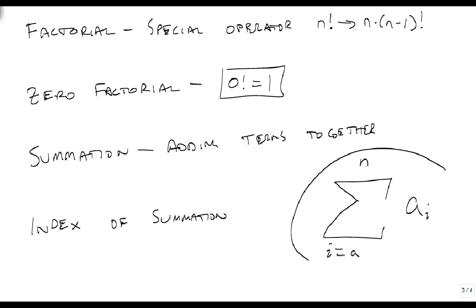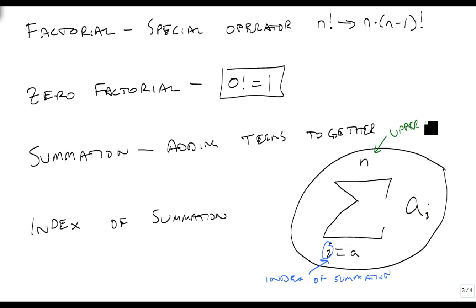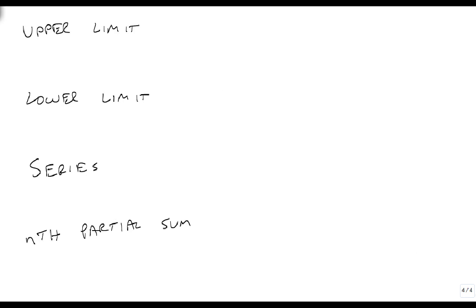This is the summation. The i is the index of summation. It's what changes here every time. This is called the upper limit of the summation. This is called the lower limit. So it starts at the lower limit and adds everything from the lower limit to the upper limit, going up by integers. So that's the upper limit and the lower limit.